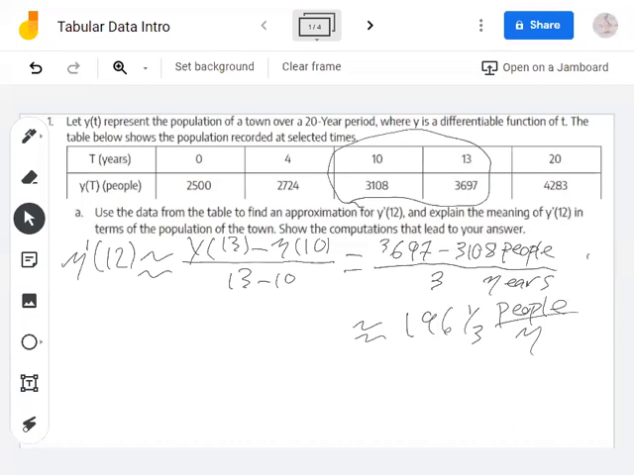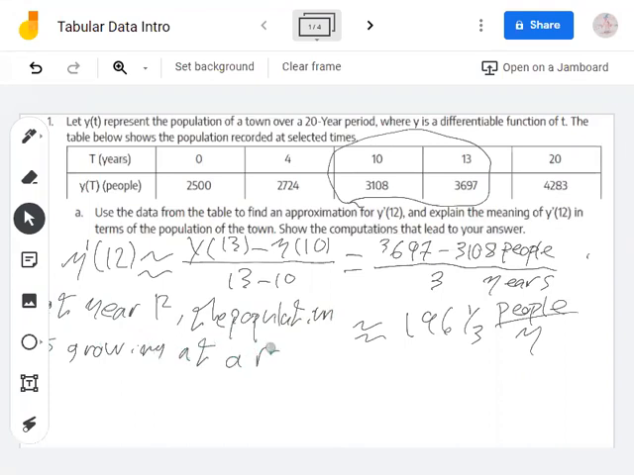So to explain this, I would say at year 12, the population is growing at a rate of 196 and 1/3 people per year.